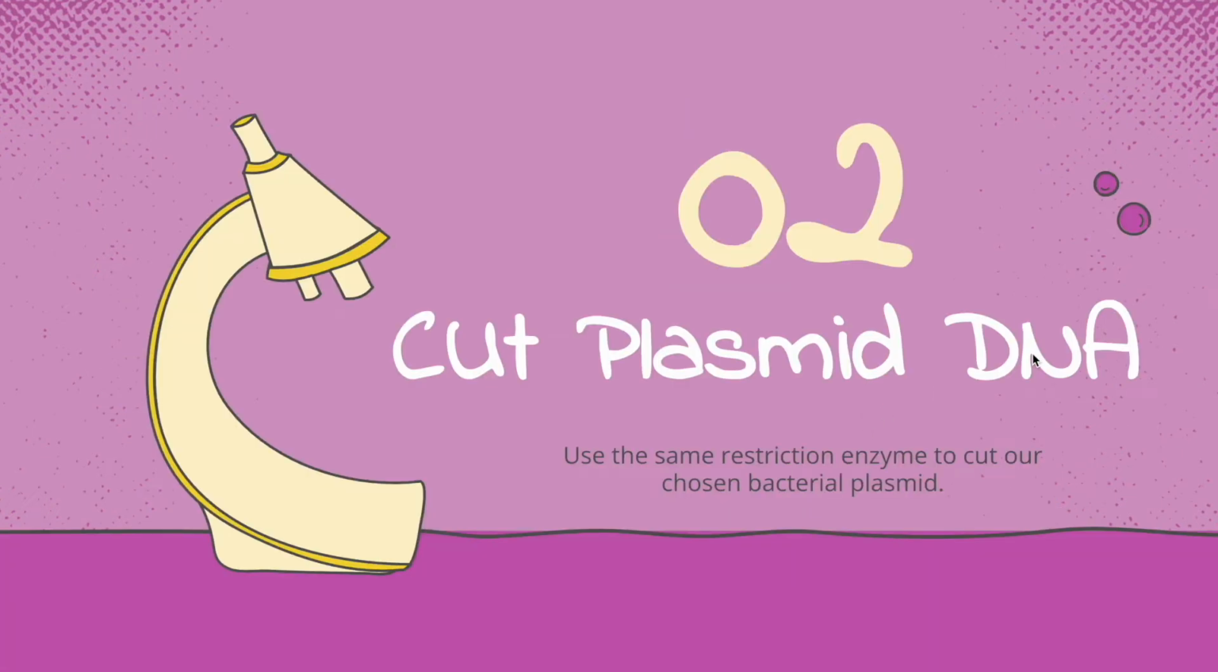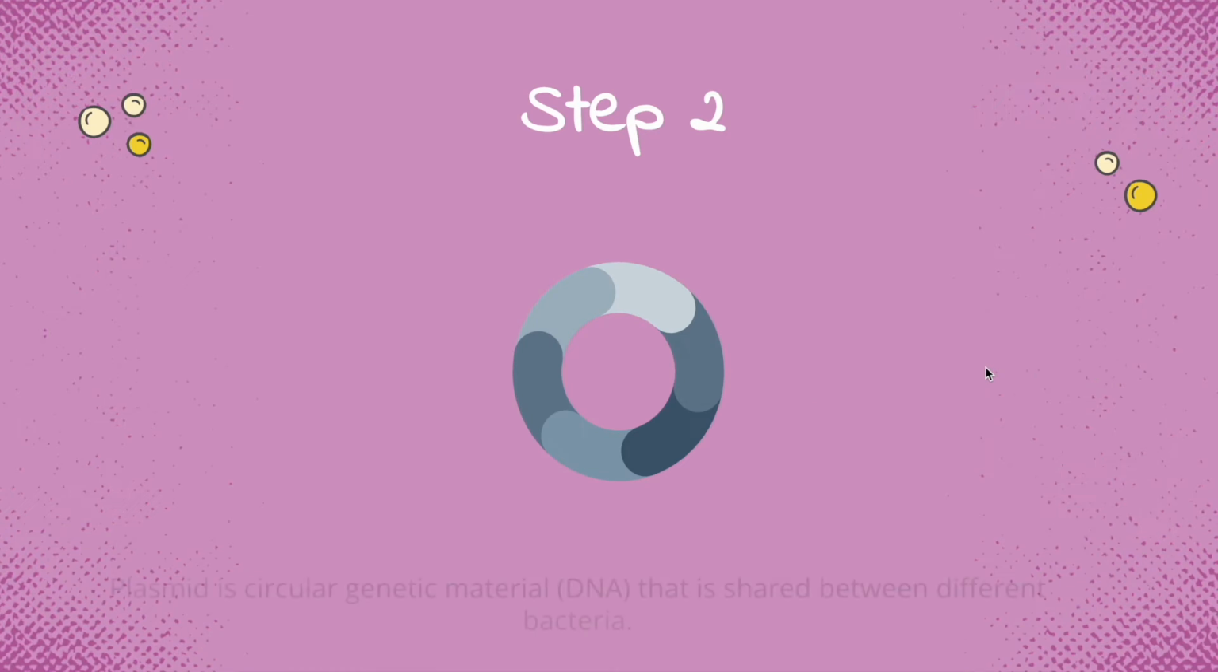Step 2, cut plasmid DNA. Use the same restriction enzyme to cut our chosen bacterial plasmid. But first, what is a plasmid? So a plasmid is circular genetic material that is shared between different bacteria.